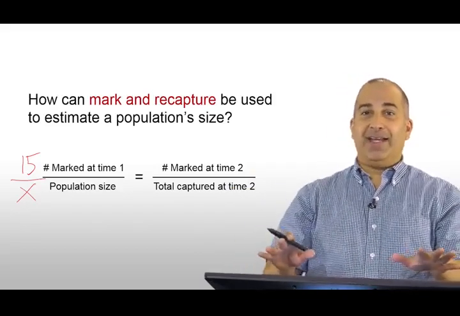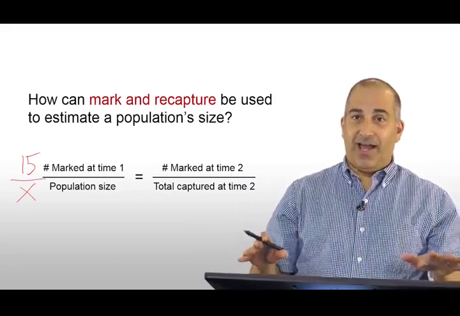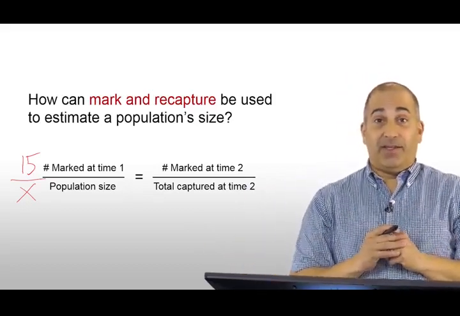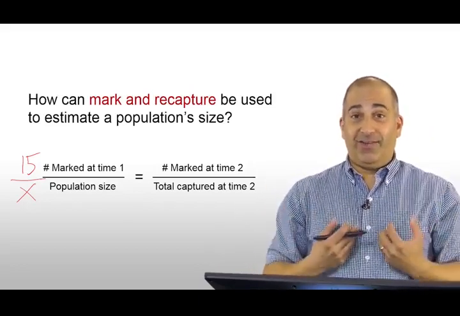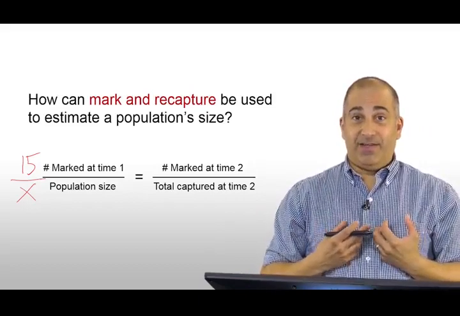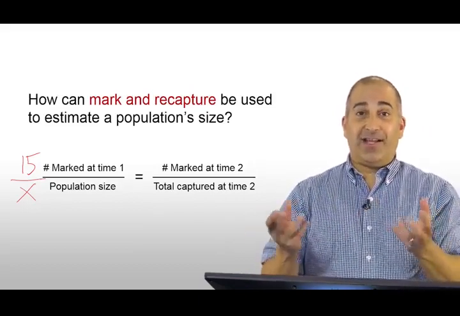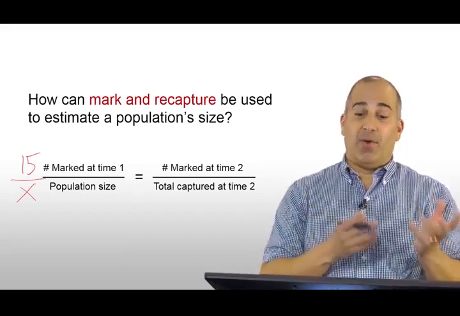And now when I come back, I'm assuming that I'm looking at this habitat with this population with a fresh set of eyes, and I'm catching more animals. And if every individual in the population has the same chance of being collected the second time, then what I'm going to be collecting is a set of animals that gives me an idea of what proportion of the population I marked the first time.